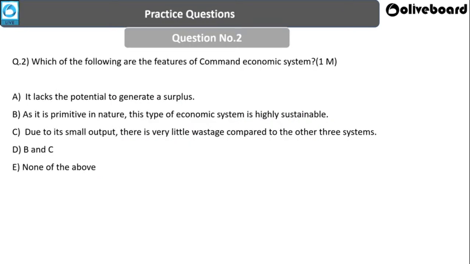Moving forward, which of the following are the features of command economic system? A, it lacks the potential to generate a surplus. B, as it is primitive in nature, this type of economic system is highly sustainable. C, due to its small output, there is very little wastage compared to the other three systems. D, B and C. E, none of the above. So which of the following are the features of a command economic system?